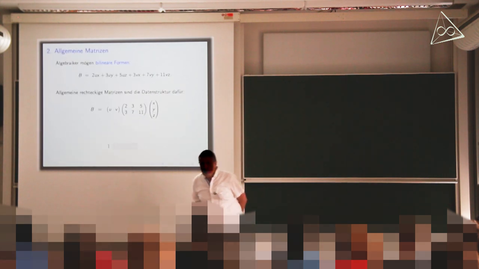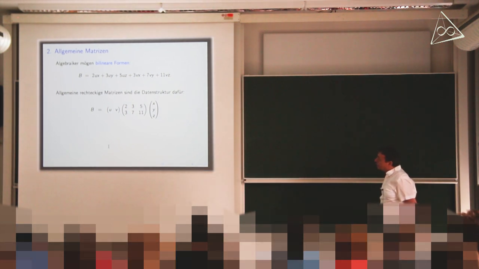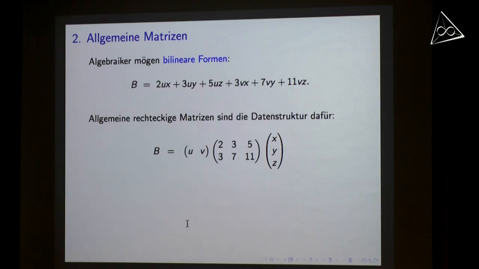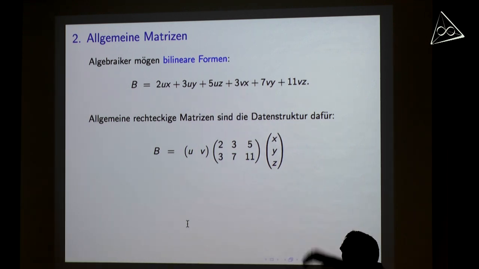Okay, now why do we study general rectangular matrices? We talked about quadratic matrices being motivated from a variety of contexts. Well, rectangular matrices represent bilinear forms. Algebraists like quadratic forms, but they also like bilinear forms. So here in B, we have a bilinear form on a product of two vector spaces of dimension 2 and 3 respectively. A general rectangular matrix furnishes the data structure for a bilinear form. Here, the bilinear form is on a vector space with two coordinates, u and v, and on the other side, a three-dimensional vector space with coordinates x, y, and z.